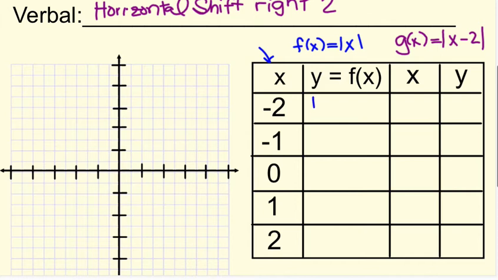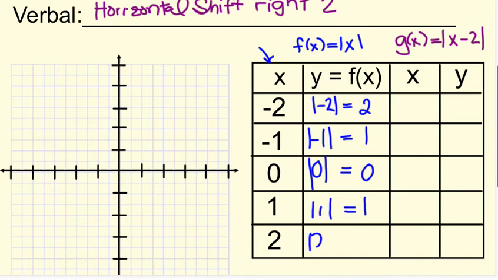So we're going to take the absolute value of negative 2, plug it in, and we get 2. The absolute value of negative 1, we get 1. The absolute value of 0, we get 0. Absolute value of 1, 1. Absolute value of 2, 2. So this should look familiar to you. These are 5 points that will help create your absolute value function. It's your parent. All right, there's your parent, f of x.